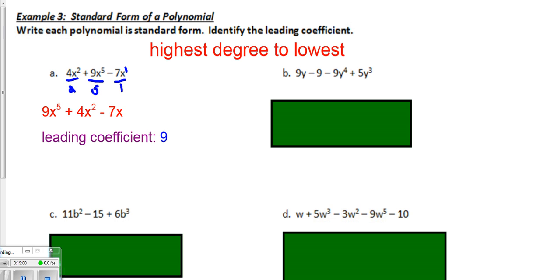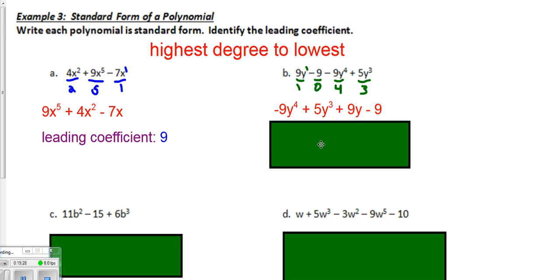Let's try B. Here we have 1, 2, 3, 4 different terms. 9y, that's like a y to the first power, so it's degree 1. 9 is alone, so it's a degree 0. 9y to the 4th, so it's a 4th power. And 5y cubed, so it's a 3rd power. So again, we need to write it so that the highest degree comes first.